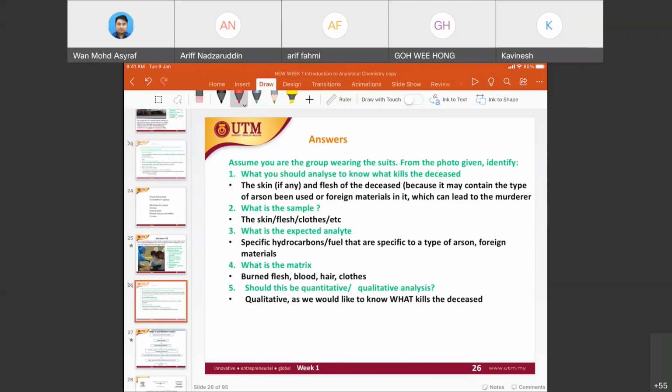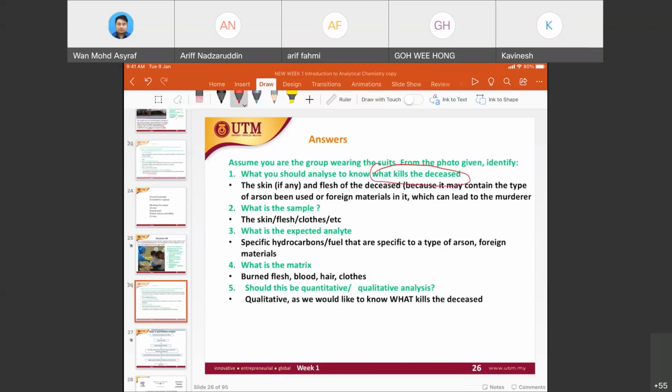Okay, in this case, if the person was burned using 1000 ppm of kerosene, the quantity is not important in determining the cause of death. The quantity is used to convict the murderer, but in terms of determining the cause of death, because the question is what kills the deceased here, it is just qualitative.